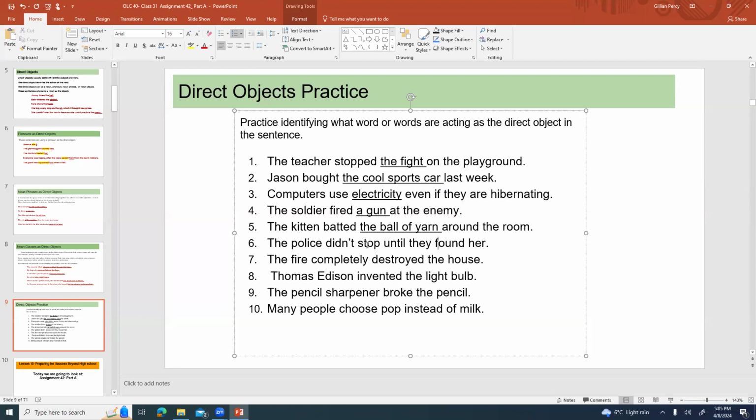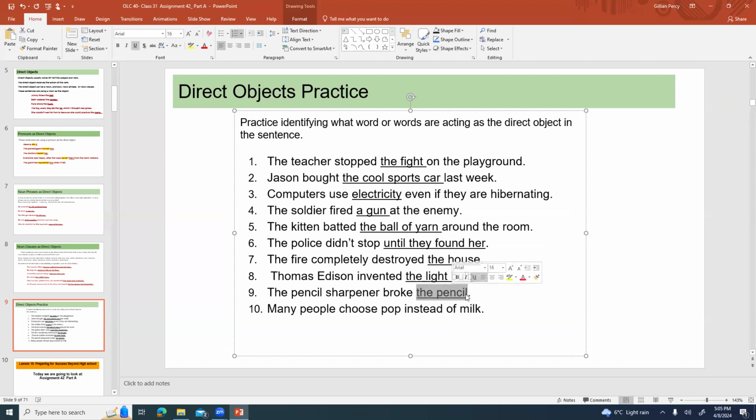The police didn't stop until they found her. So at this point, until they found her is working as a direct object. The fire completely destroyed the house. So completely destroyed is our verb with our adverb, and the house is our direct object. Thomas Edison invented the light bulb. The pencil sharpener broke the pencil.